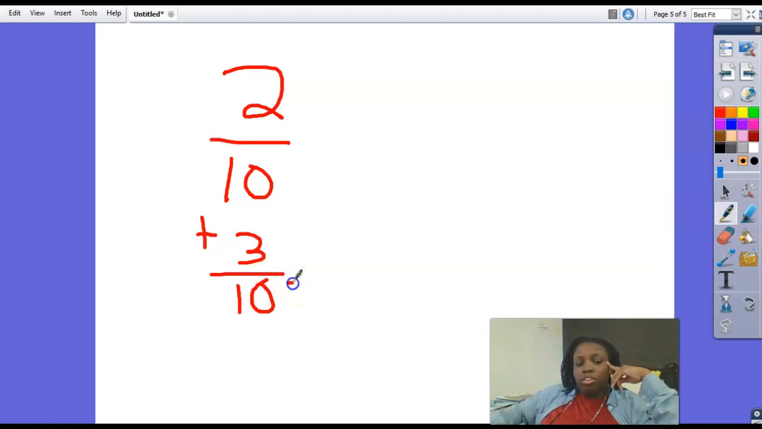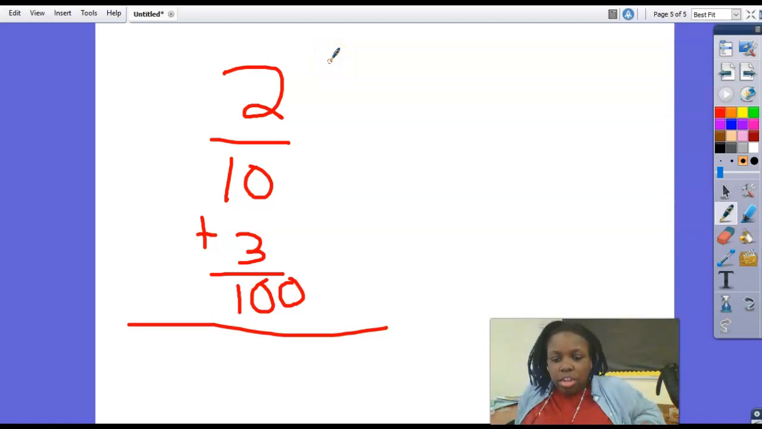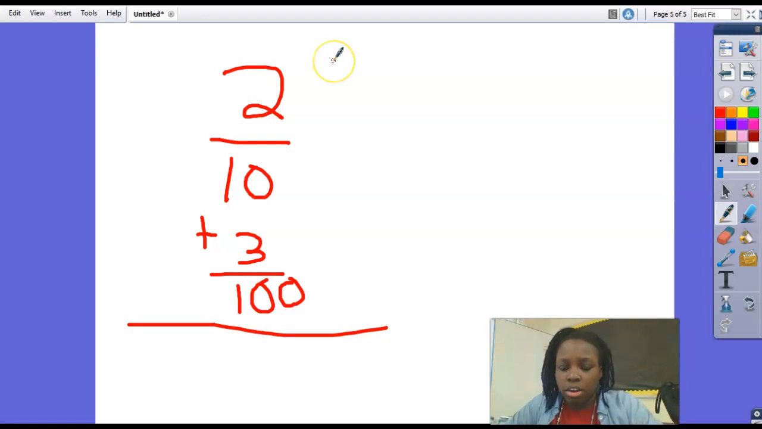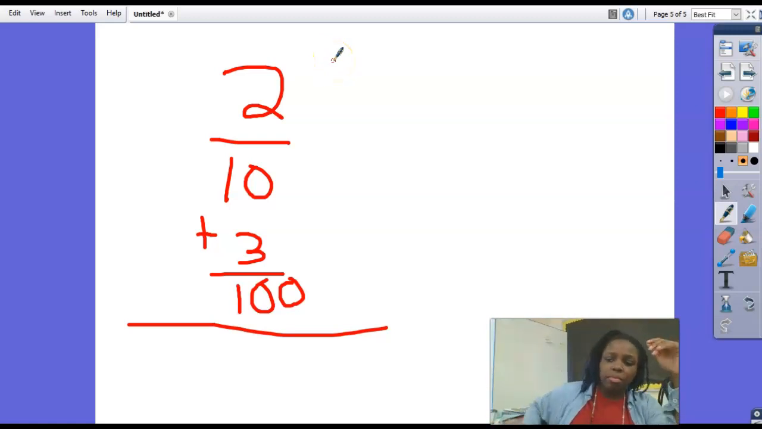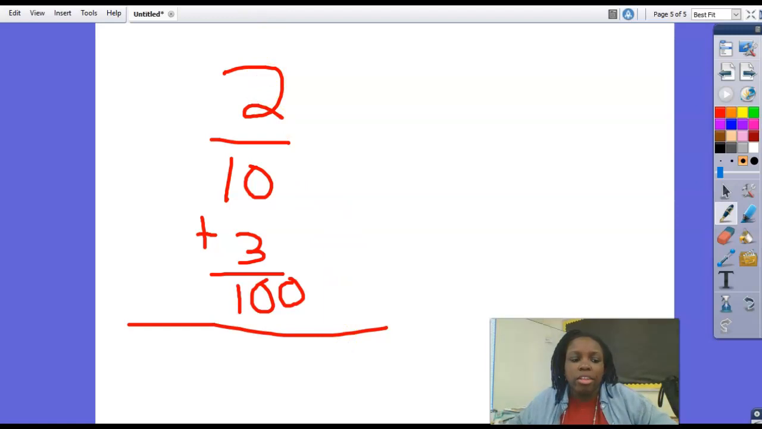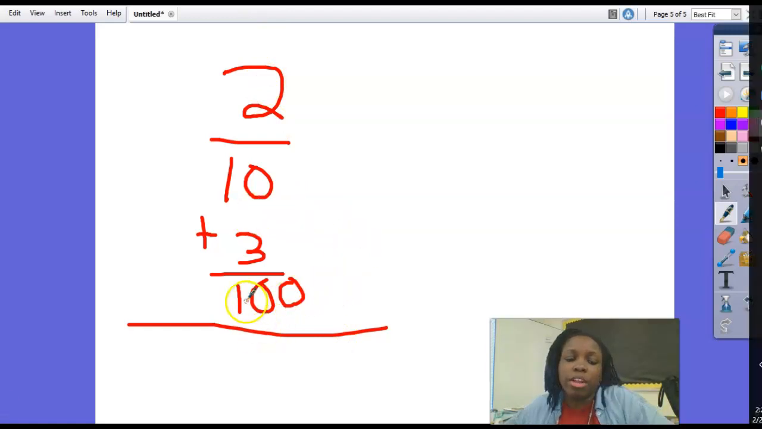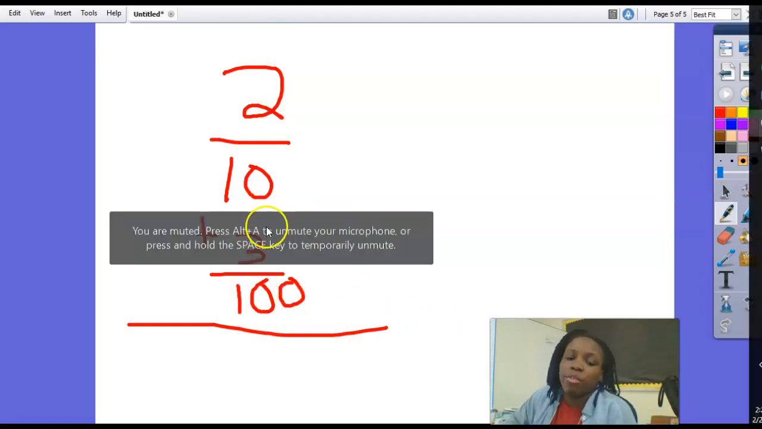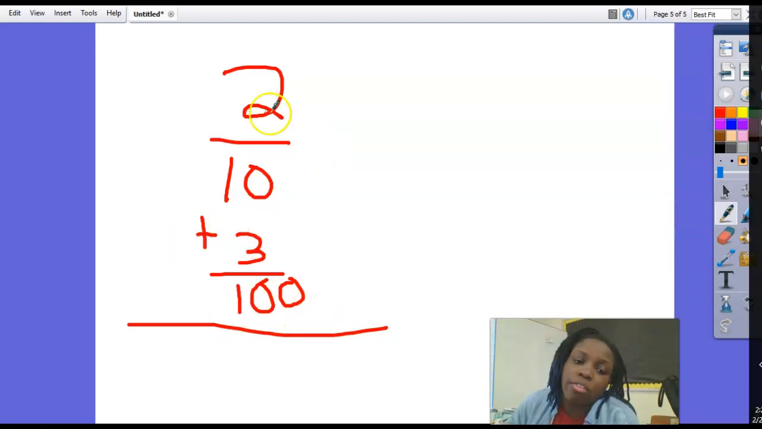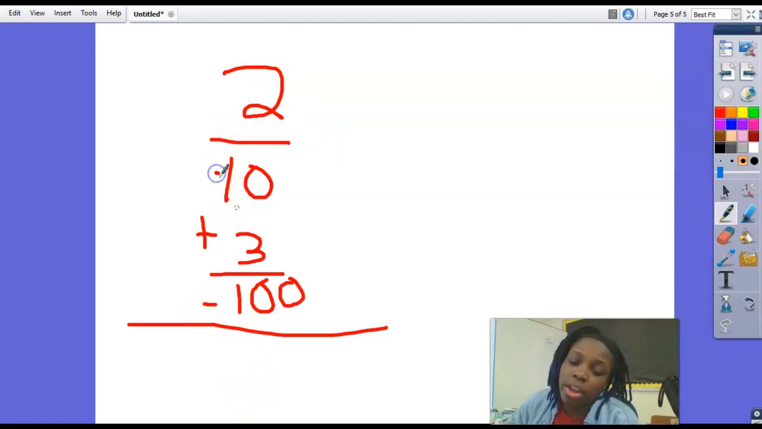Well, 2 tenths plus 3 hundredths. I know some of you are like, okay, I know 2 tenths plus 3 hundredths. However, look at this. Our denominators are different, aren't they? You know that 100 is different from 10, right? So in order to solve this problem, we cannot just add straight down because our denominators are different. We have to have like denominators. So we have to change all of our tenths to hundredths, always.